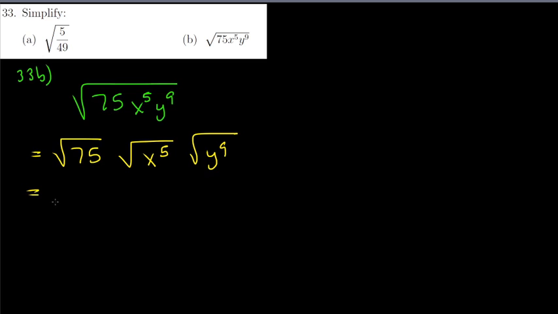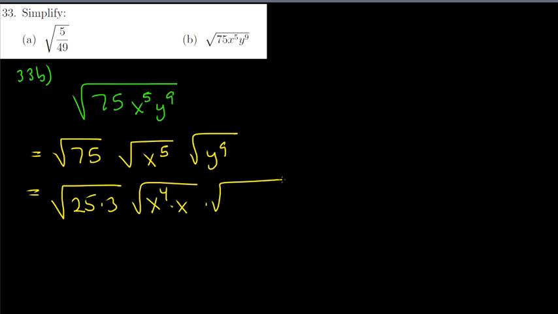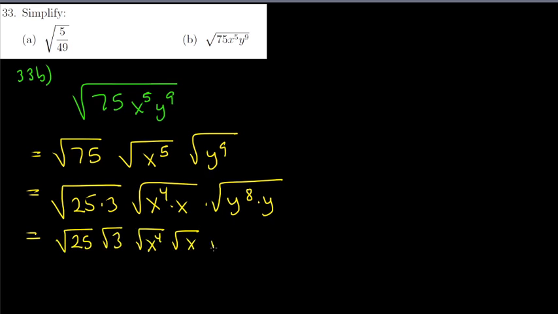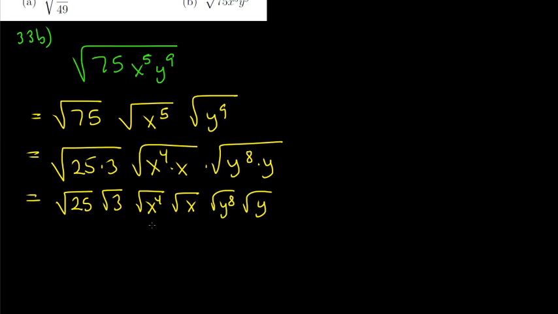Okay, so we know 75 is 25 times 3. And we know x to the 5 is x to the 4 times x. And we know y to the 9 is y to the 8 times y. So splitting them up again, you get the square root of 25 times the square root of 3, the square root of x to the 4 times the square root of x, and the square root of y to the 8 times the square root of y. You see where this is going, right?